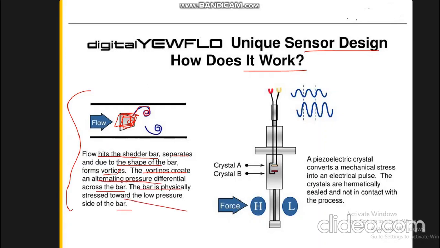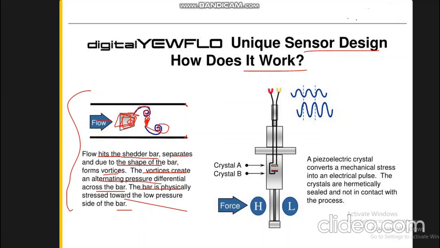So basically, the vortex creates an alternating pressure difference across the bar. So there is a difference between these two vortices. There is some difference which will be sensed by a sensing element out there, and that's all. The instrument works very fine, very specifically, only for liquids. It cannot be used for a solid. That's why the bar is physically stressed towards the low pressure side of the bar.